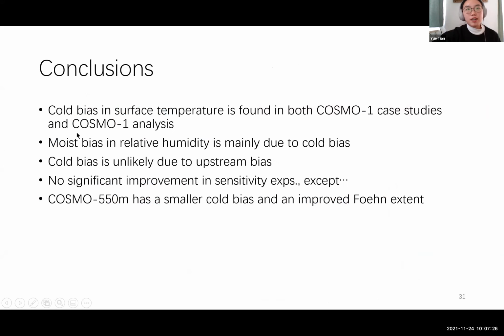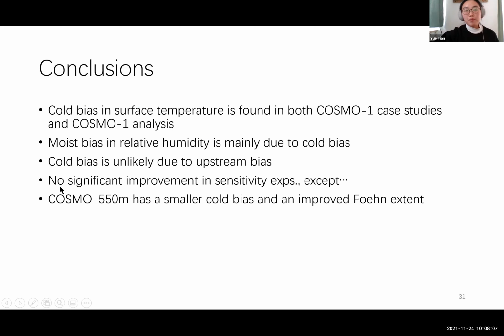And it comes to the conclusions. First, we observe this cold bias in surface temperature in both our case study and climatological study. The low bias in relative humidity found in previous studies is mainly due to this cold temperature bias. In terms of specific humidity, we don't really see a low bias tendency. And the cold bias in the valley is unlikely due to an upstream bias.